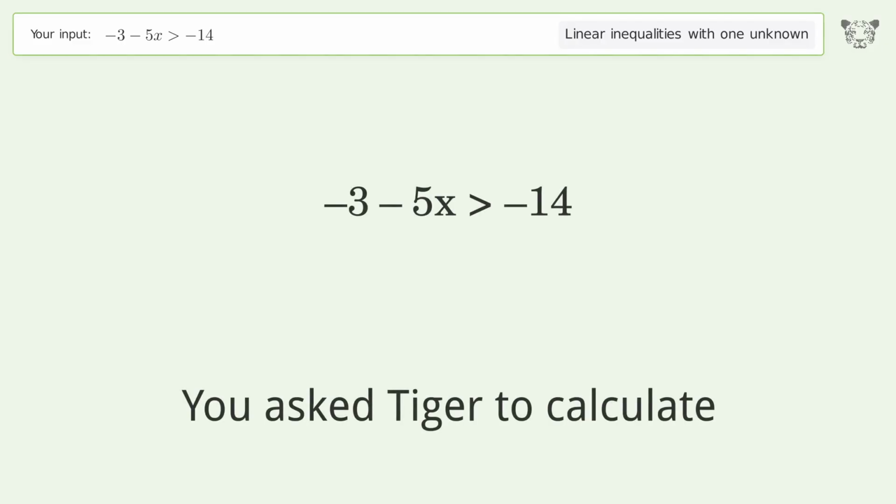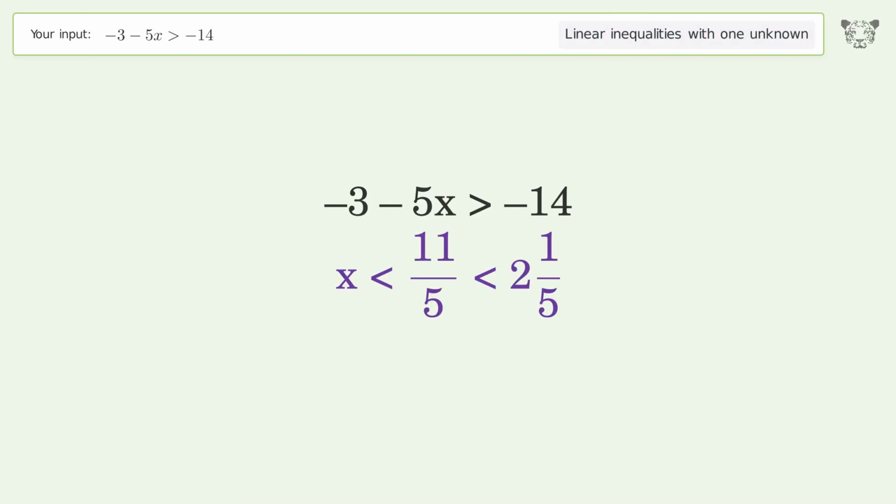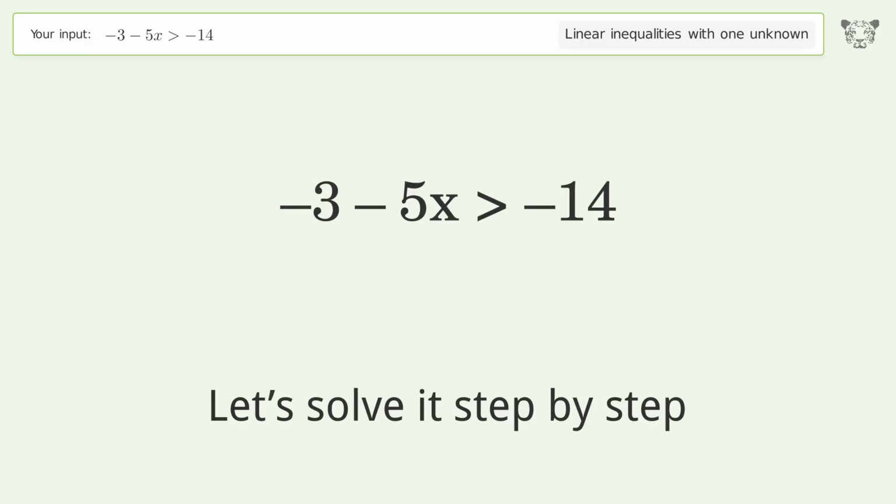You ask Tiger to calculate. This deals with linear inequalities with one unknown. The final result is x smaller than 11 over 5 smaller than 21 over 5. Let's solve it step by step.